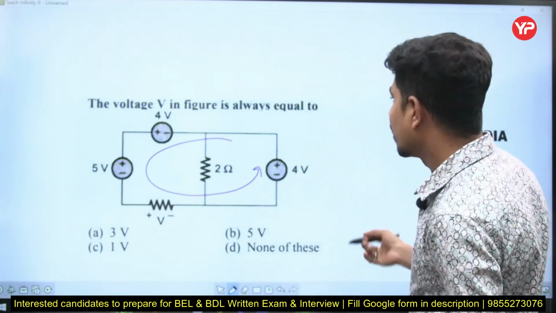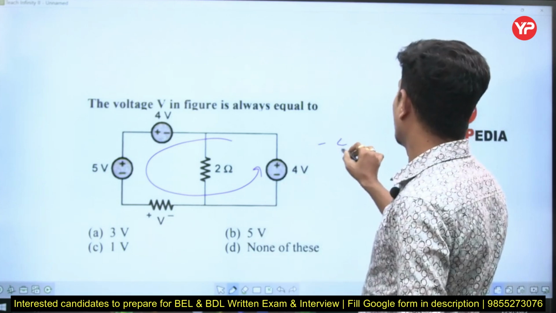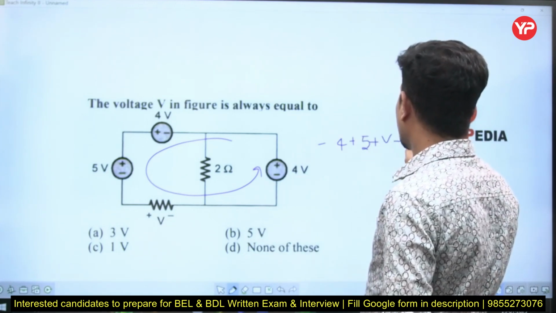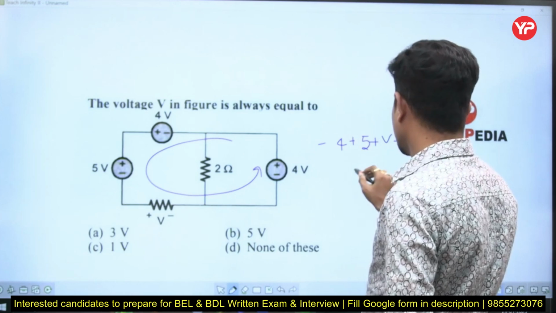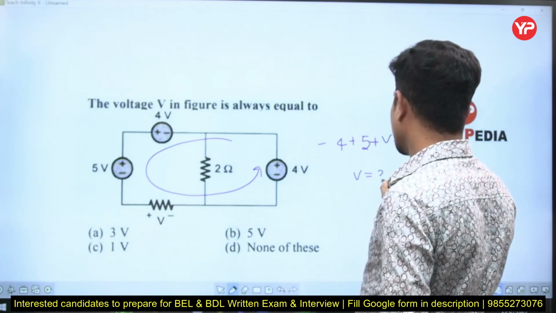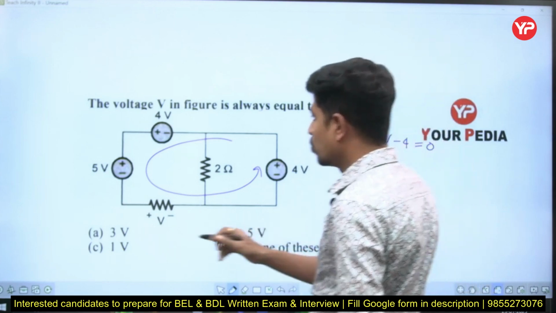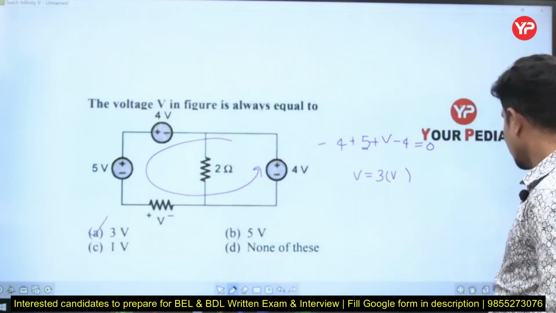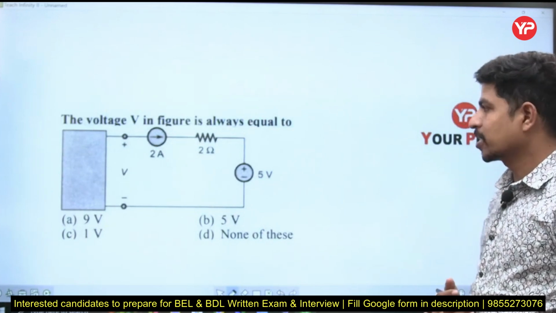You have to end at the same point, but during that journey you must follow KVL sign convention. Okay, KVL sign convention. So minus 4 plus 5 plus V minus 4 is equal to 0. So V is equal to 8 minus 5 will be 3 volts. Answer is 3 volts. Option is happily A. Right? Let's go to the next question.